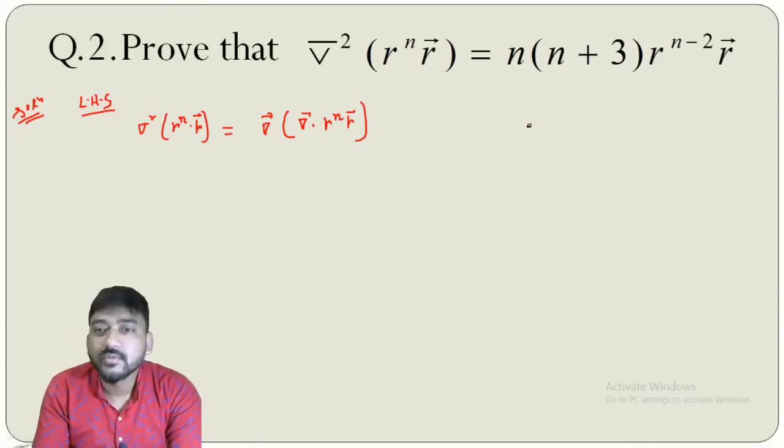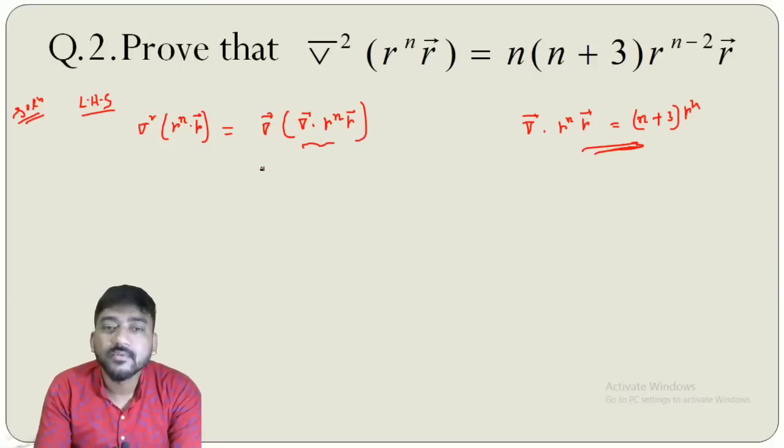We know from the previous problem that divergence of r to the power n into r vector is equal to nothing but n plus 3 times r to the power n. We have proved this in the last problem, so we can substitute this result here. So you will get just gradient of n plus 3 r to the power n. So it will be n plus 3 and gradient of r to the power n.